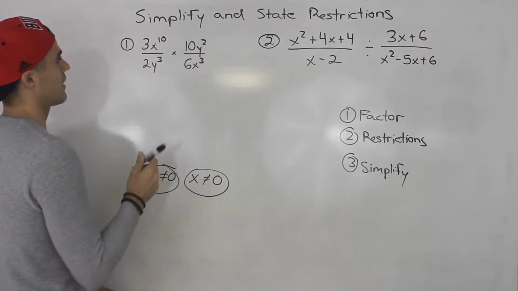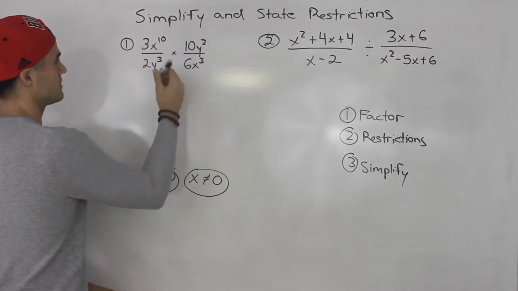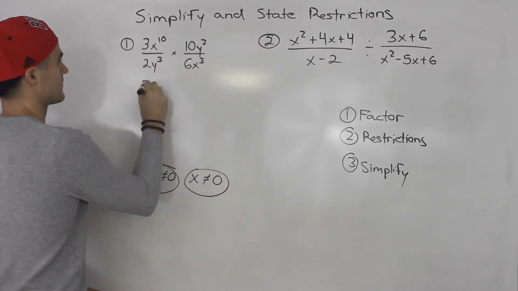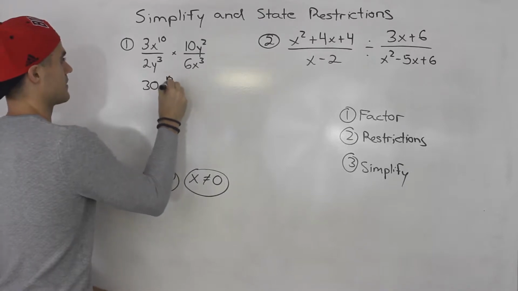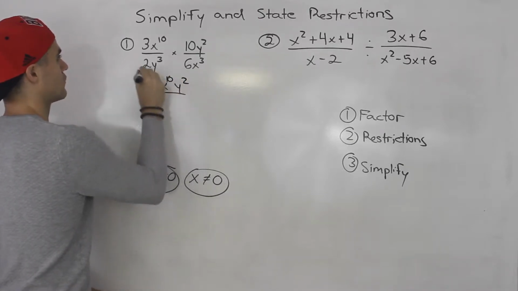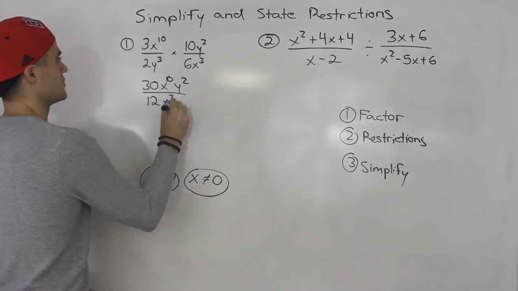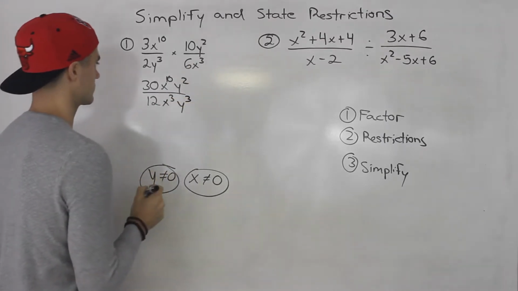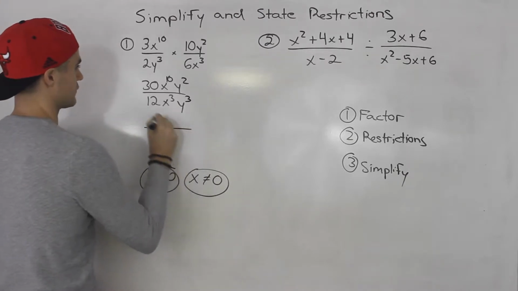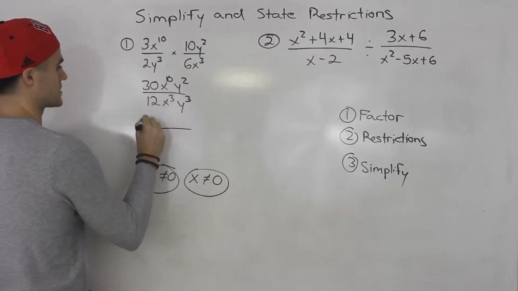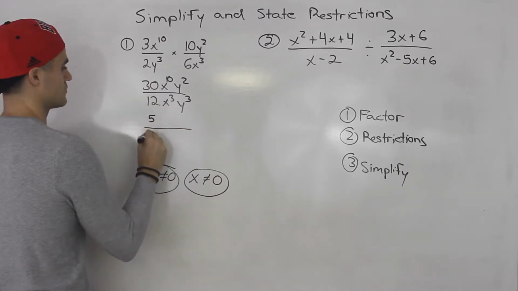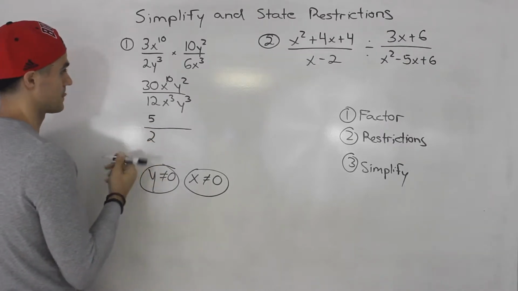So then to simplify, you can just multiply these. 3 times 10 is 30, x to the 10 y squared, all over 2 times 6, which is 12, times x cubed y cubed. And then from here you can just simplify. 30 over 12 would simplify to 5 over 2, right? You could divide both by 6.